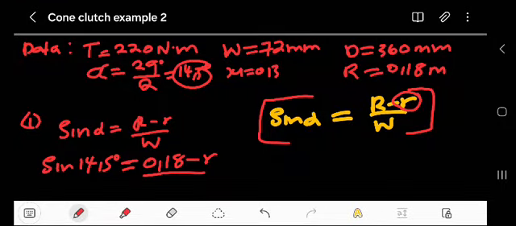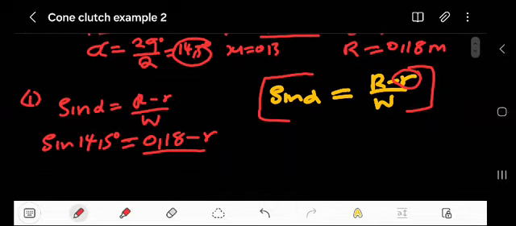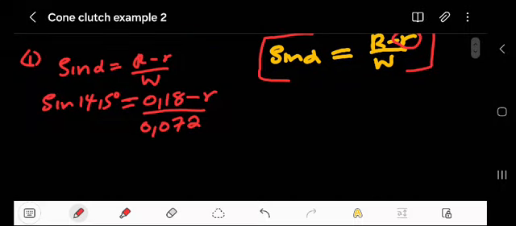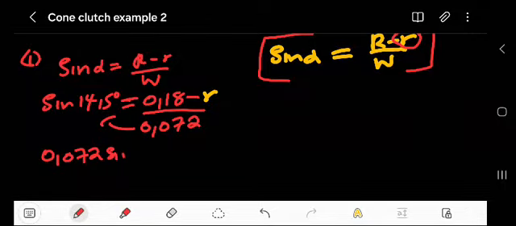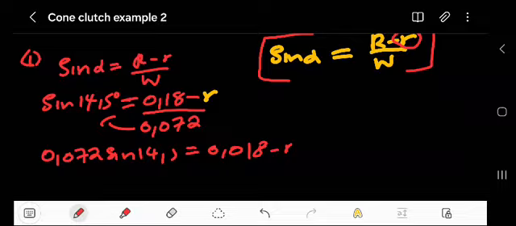What about the width? Is there? Let us divide 72 millimeter by 1000. If you divide 72 millimeter by 1000, you'll get 0,072, right? That is in meters. Then we are supposed to calculate r. We want that, so simply multiply there. We'll have 0,072 sine equal to 0,018 minus r.